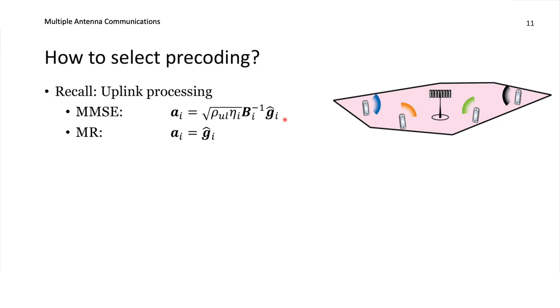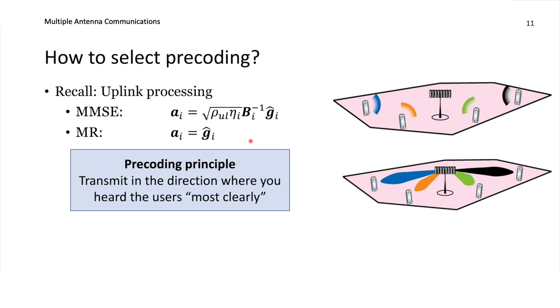And then we considered the simplified version where we remove these terms here and only consider the estimate of the channel. That is maximum ratio processing. And that was motivated by the fact that when we have a lot of antennas, we will anyway be able to separate the users very well, so we can have a much simpler type of receiver. And the precoding principle that I am suggesting is that we should transmit in the direction where you heard the users most clearly. So what does that mean?